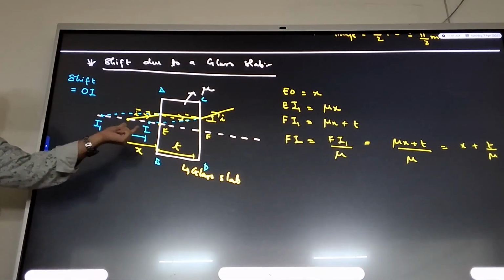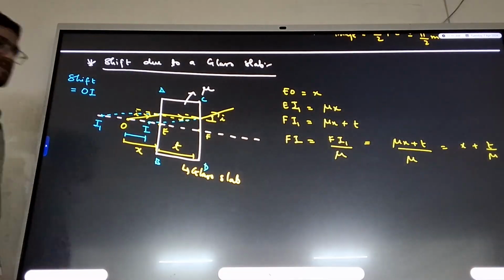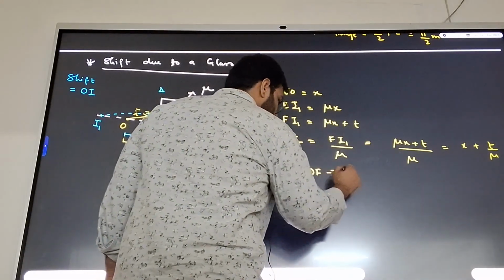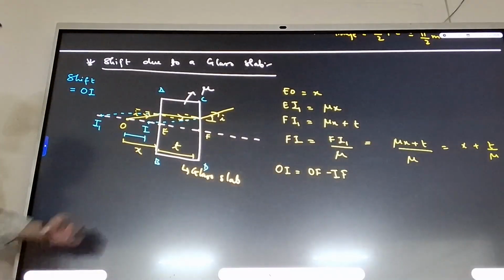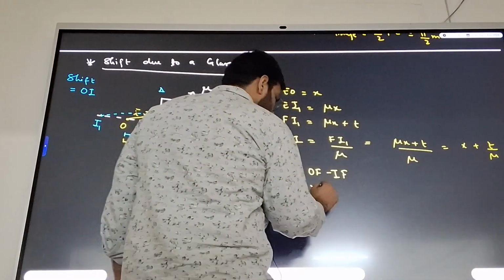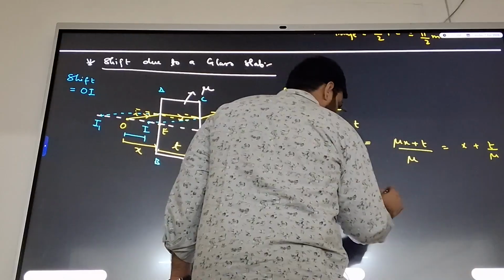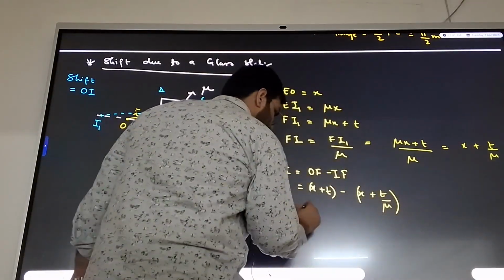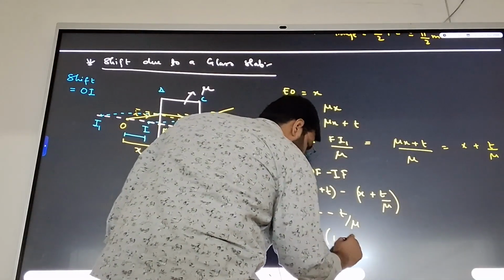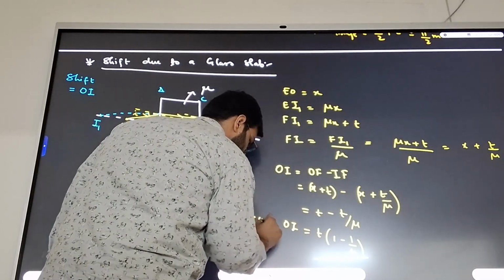Now what is the shift OI? Can I write OI as OF minus IF? So OI, which is the shift, that is OF minus IF. But what is OF equal to? That's x plus t. And what is IF equal to? Tell me. x plus t by mu. So what do you get there? t minus t by mu, and this can be written as t(1 minus 1 by mu). This is OI. This is the shift.